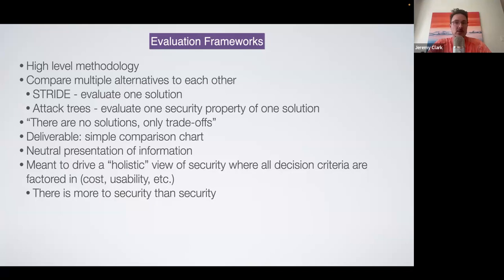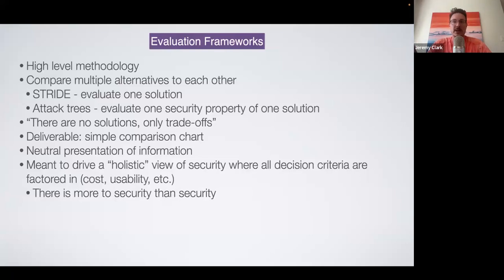Is it easy to use? Are people going to make mistakes? Are people going to hate using it? Deployability: do you have to put up a bunch of new servers? Do you have to go around and install software on every user's computer? Do you have to give them a new device to carry around with them? What are the deployability issues?